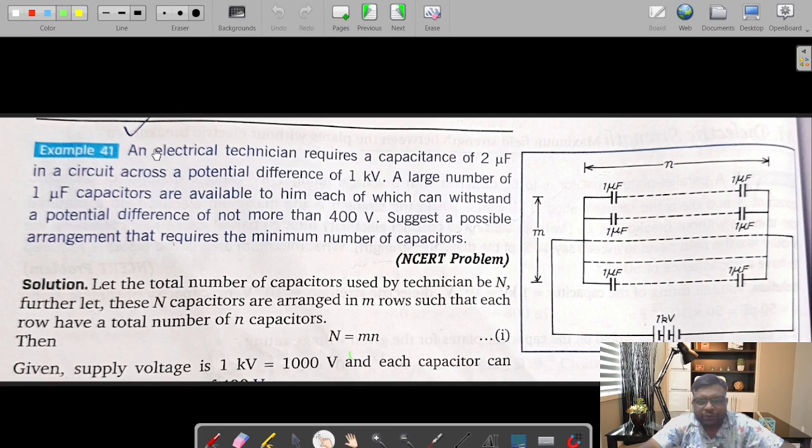Hello dear students, today we will solve one problem based on capacitors. This problem is basically from the NCERT book. This problem is very good.